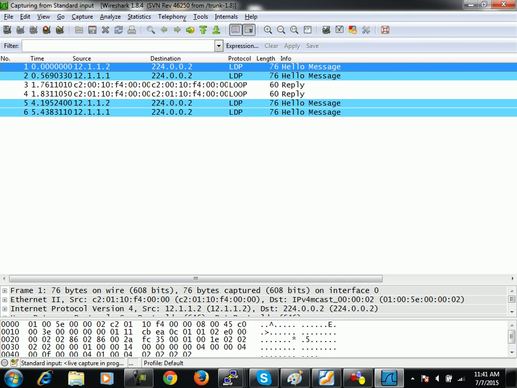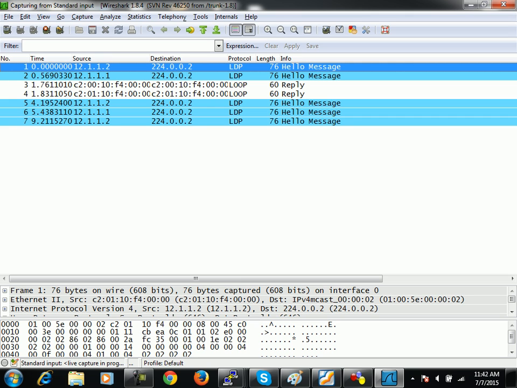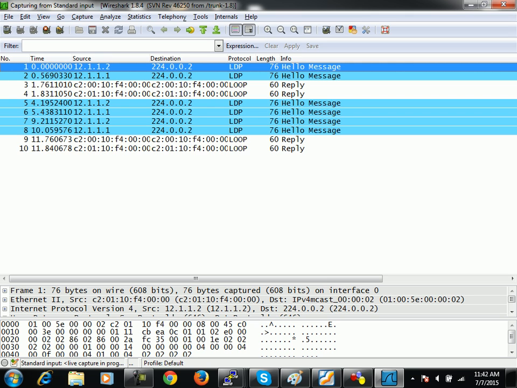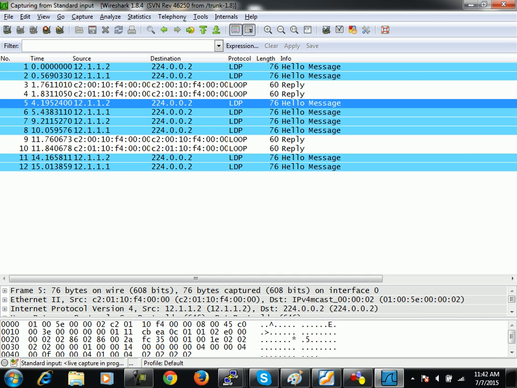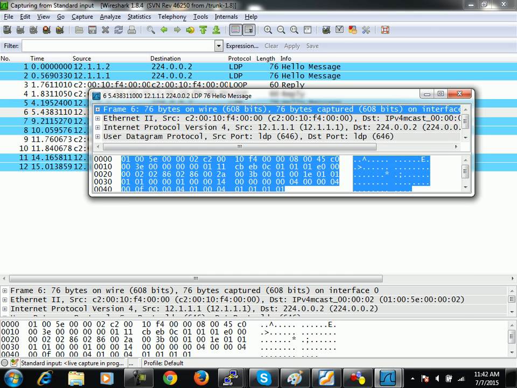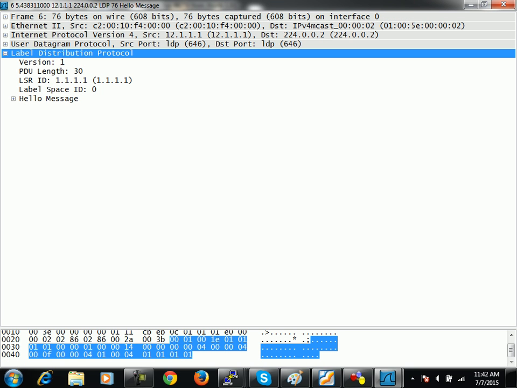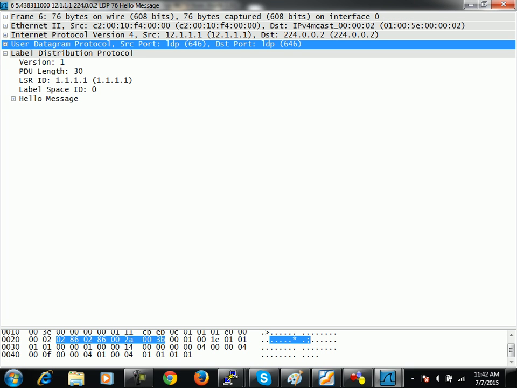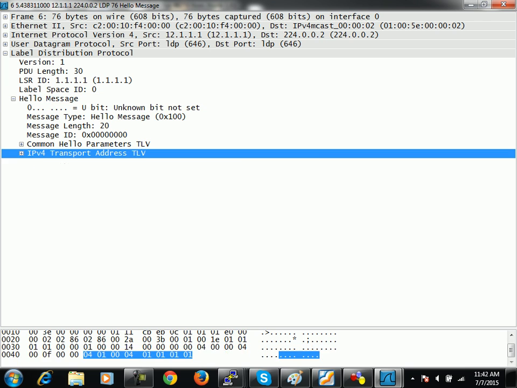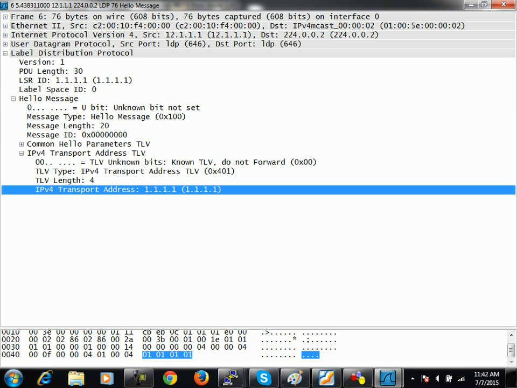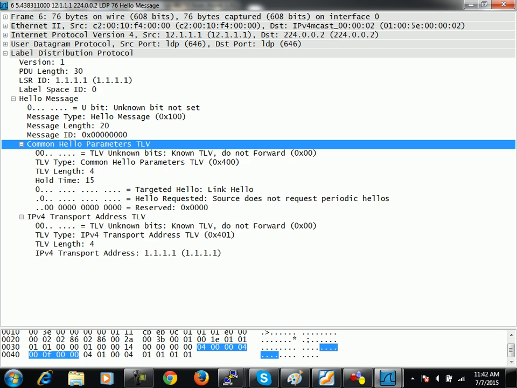Hellos are going every 5 seconds, and they are multicasted. The destination is 224.0.0.2, and it is UDP. The hello message also contains your transport address, which is 1.1.1.1. This is the router ID actually. So this transport address must be reachable. Understood?